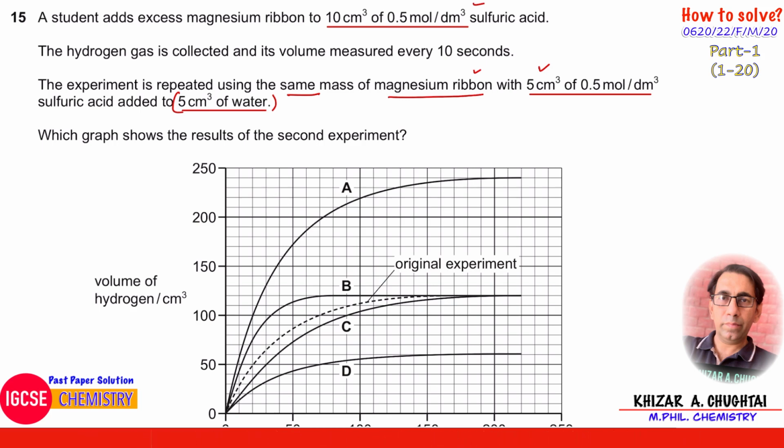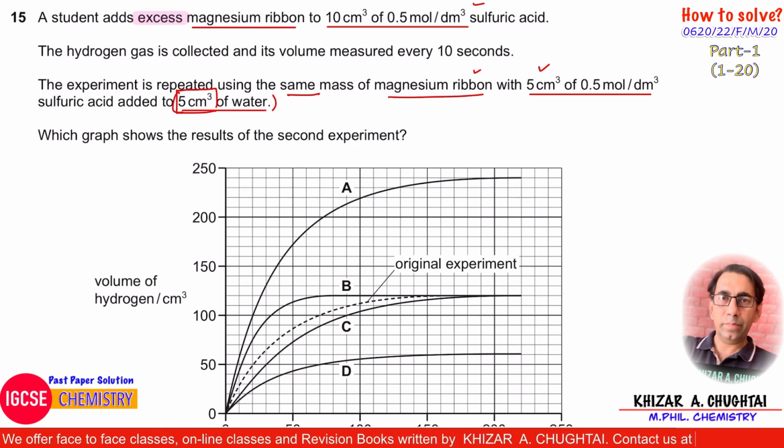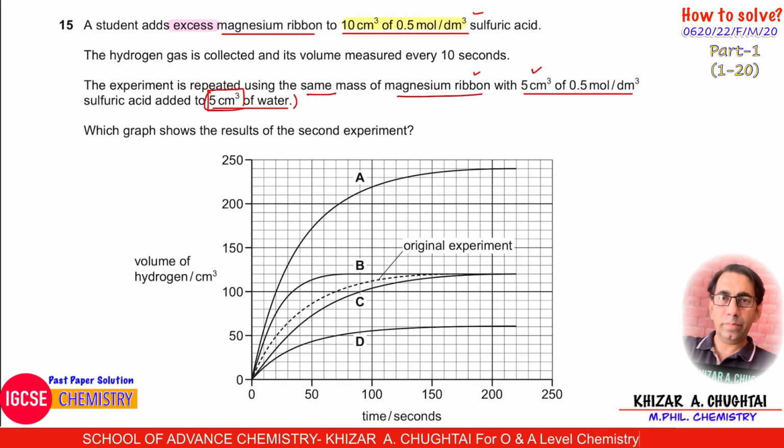And now the 5 cm³ additional volume of water is going to be added in this experiment. So let's see over here. Basically, this magnesium ribbon is in excess. You can see that it's in excess, so it's not going to change the yield of a chemical reaction. Which one is the limiting reactant? This one, sulfuric acid, is the limiting reactant. How many moles are there? Let me calculate it over here.